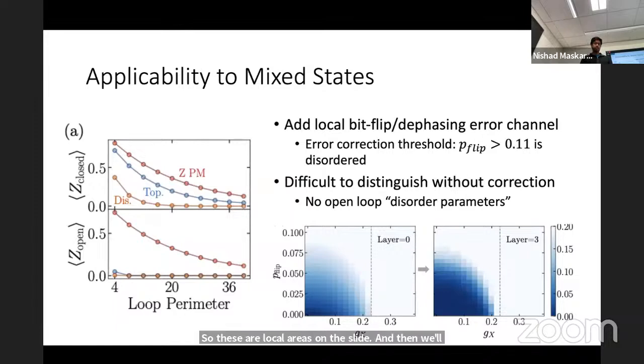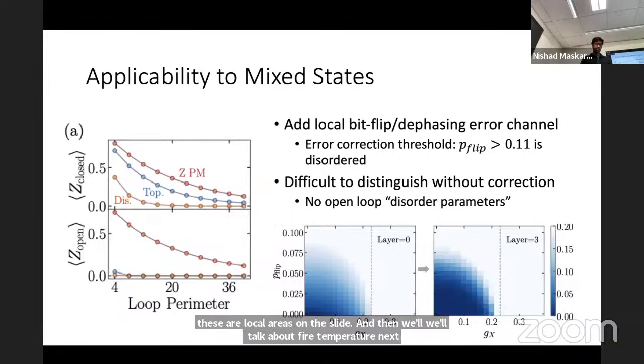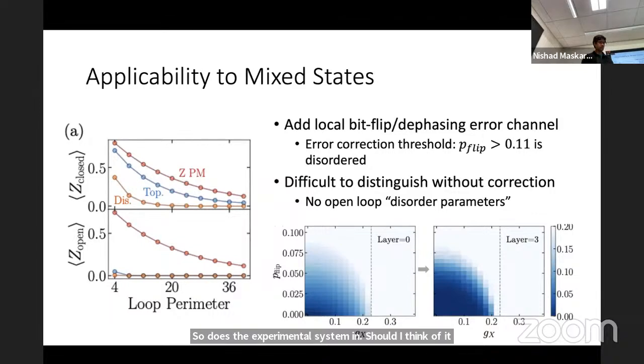So should I think of the experimental system as only having local errors, or could it also be a finite temperature? Is there a way to know? So actually, I think LED is one way where we can start to tease these two things apart. We'll see in a very nice example on the next slide or two how the effect of finite temperature reflects very differently on these LED observables. I see. Very cool. Thank you. Yeah. Thanks for the question.